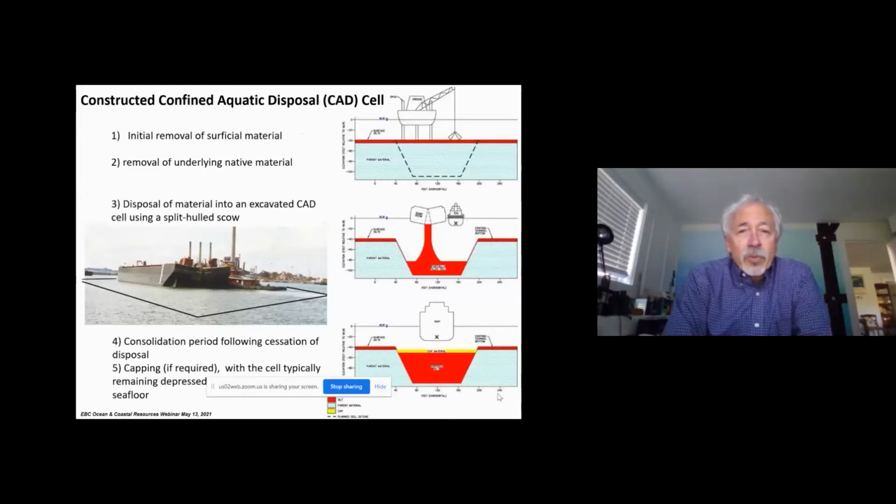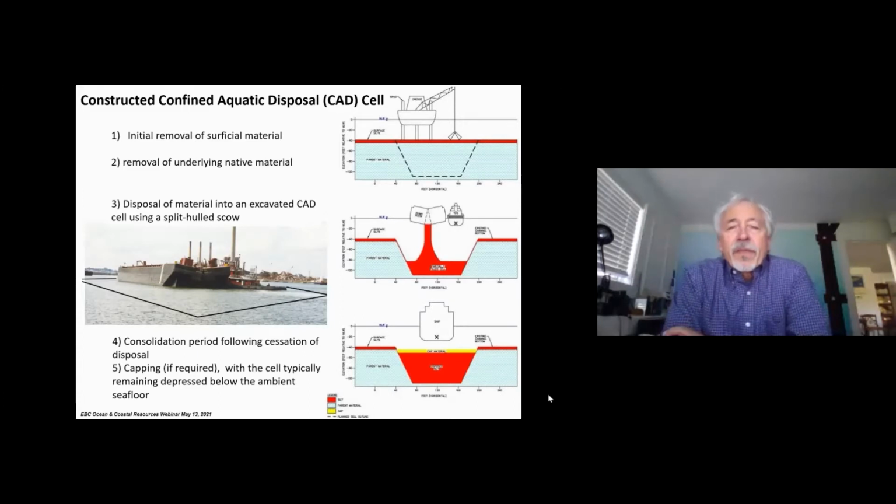And I'll just walk you through the quick steps here. In the next talk, Ram will give you a lot of details about what you have to do specifically to plan for and design these. But it breaks down to 5 easy steps. Typically the cells are going to be in a harbor where you've got some superficial contamination, so that superficial material has to be scraped off, and you have to store it somewhere while you're actually creating your cell. Then you remove the underlying native material, which hopefully is of the quality and the type that you can find a beneficial use for.